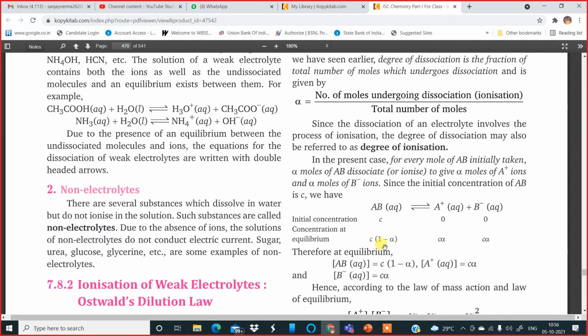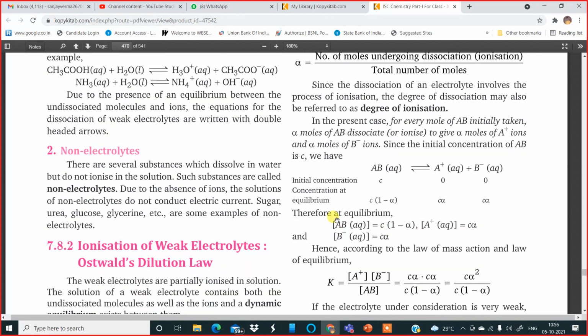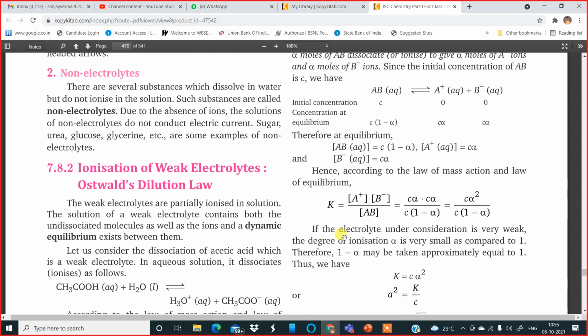So this is one technique you have to remember, because the concentration of AB is C, that's why you have to multiply C by (1 minus alpha), over here C alpha, and there also C alpha. So at equilibrium, the concentration of AB is C(1 minus alpha), the concentration of A plus is C alpha, and the concentration of B minus is also C alpha. So if you apply the law of mass action and the law of chemical equilibrium to the above general example, we get K. We don't know whether it is an acid or a base, that's why we write simply K, or we can write Kc also.